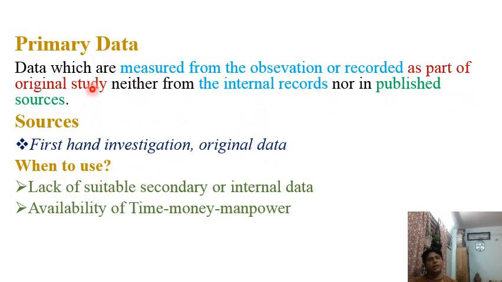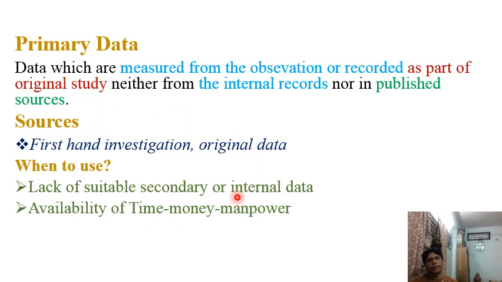When to use primary data? It is very expensive and time-consuming to collect it. So, in which situation will we go for primary data? Basically, there are two things: lack of suitable secondary or internal data, or availability of time, money, and manpower. So when we have no suitable secondary data or internal data in our hand, or no reliable sources for suitable secondary data or internal data, we can go for primary data.